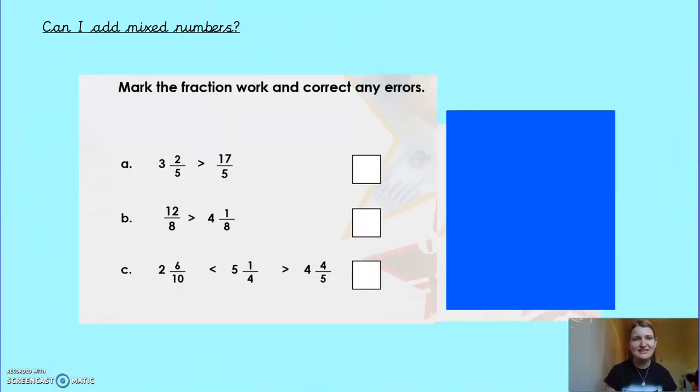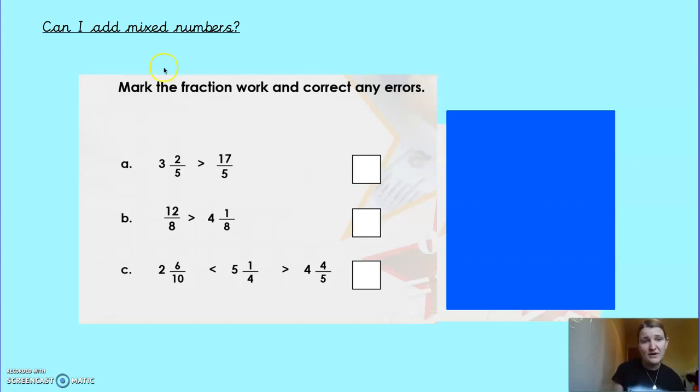Okay, so let's get going with our little fraction warm-up, which is I want you to have a mark on this fraction work and correct any areas. So you're the teacher. Is this person correct? Is 3 2/5 bigger or greater than 17/5? How could you check it? Have a go. Pause me.